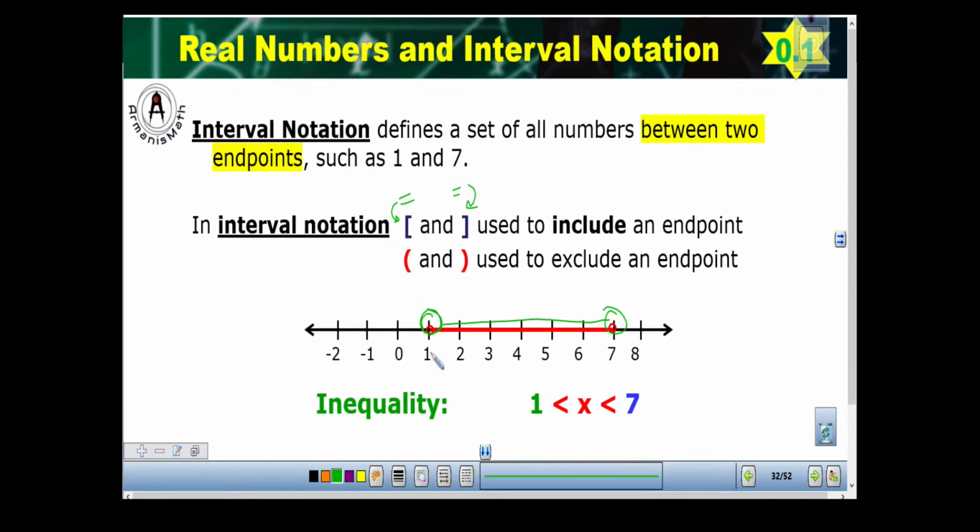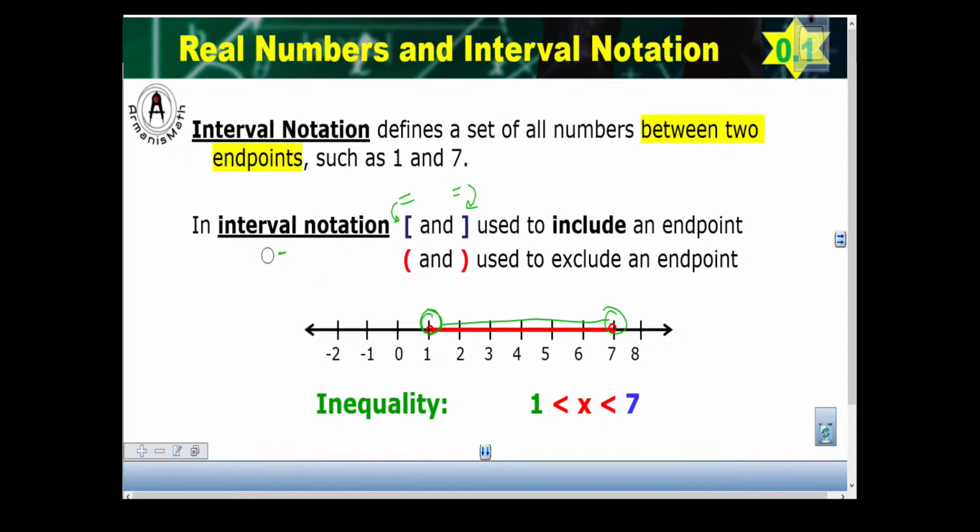I did not include the 1, I did not include the 7. Hence, when you put this in an inequality, you are greater than 1 and you are less than 7. There's no equal to here. So how do you put this in an interval notation?